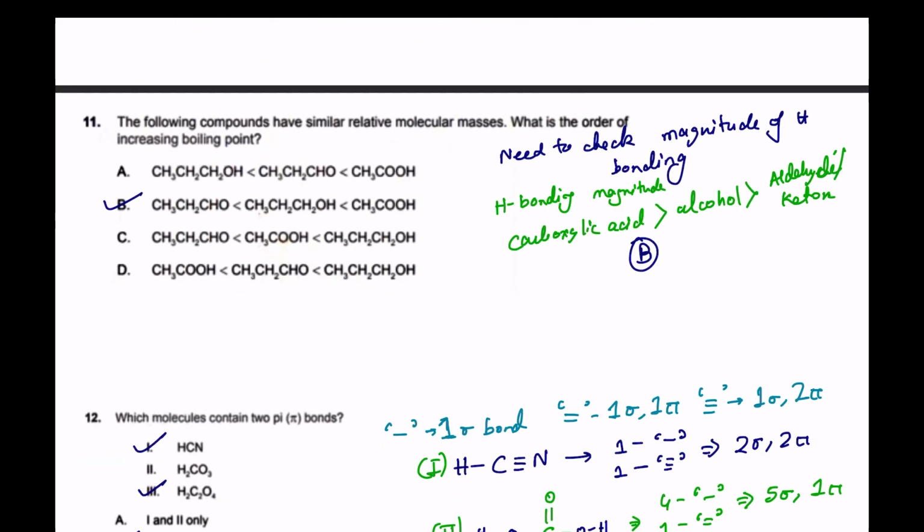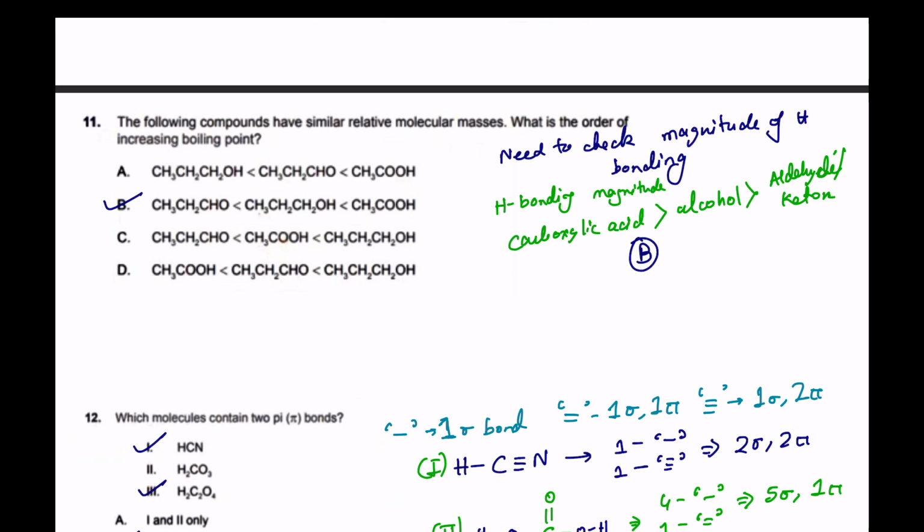Moving on to question 11. The following compounds have similar relative molecular mass. What is the order of increasing boiling point? Now to solve any question related to boiling points or melting points, we have to check the intermolecular forces of attraction. In this case, mostly we have OH, and we know if you have a hydrogen attached to an oxygen, there will be hydrogen bonds. So in this question, we have to check the magnitude of hydrogen bonding, and that will give us the answer.